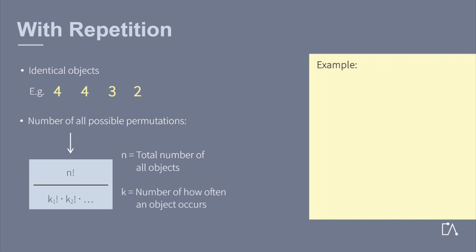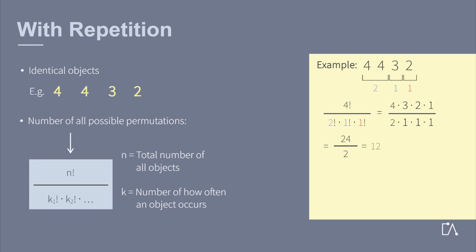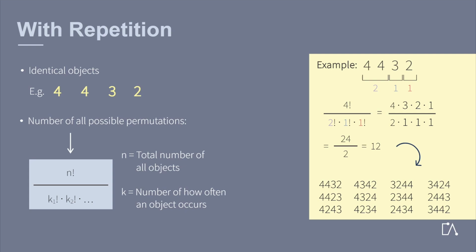Let us now calculate the number of all possible permutations of our example. The numerator contains 4 factorial, because we have a total of 4 digits. In our case the 4 occurs twice, the 3 and the 2 occur once each. Therefore we write in the denominator 2 factorial, times 1 factorial, times 1 factorial. This results in 4 times 3 times 2 times 1 divided by 2 times 1 times 1. As a result we get the number 24 divided by 2, which is 12. So there are 12 possibilities to arrange the digits 4, 4, 3, 2.